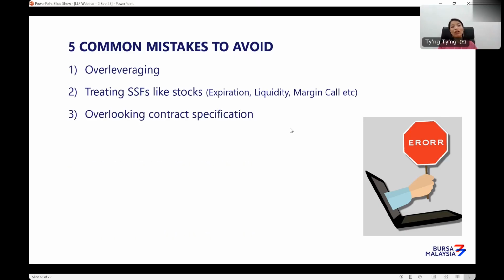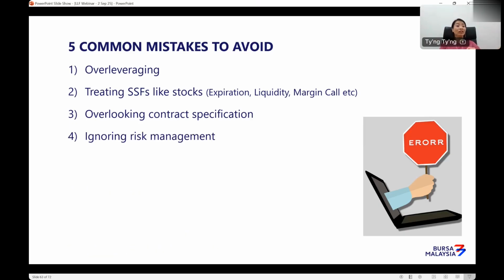Now, the third is overlooking contract specification, like for example, the settlement method, the expiry date, the trading hours. These are all different compared to your stocks. So you need to really understand this contract specification, which I already highlighted to you at the beginning of the session. I go through every section of it for this contract specification.